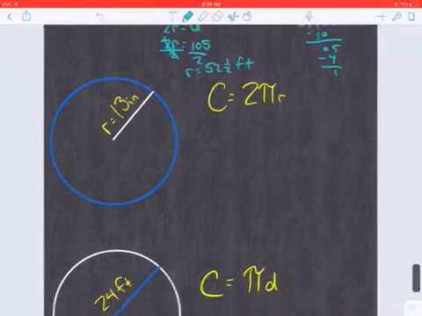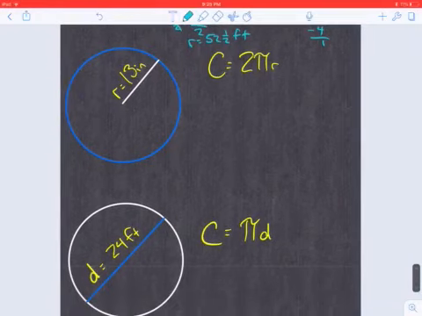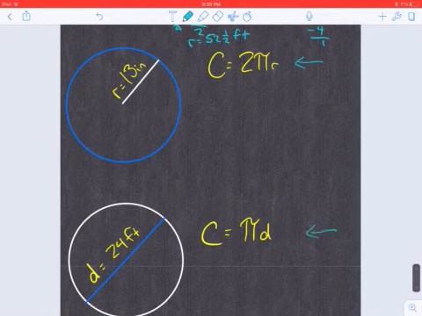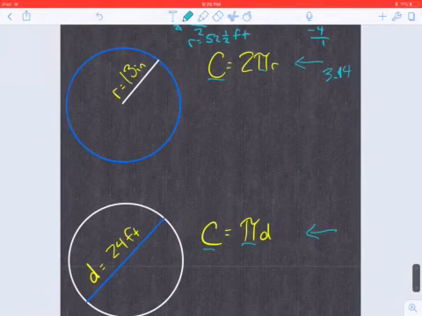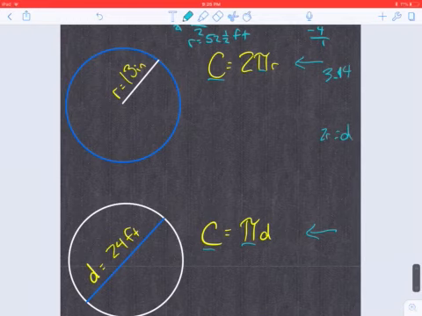Last two things I have for you, I'm going to make the screen a little smaller so we can see them both at the same time. Let's notice that I'm using two different formulas here, but we have something going on. We've got a c in each one. We've got a pi in each one. By the way, we're going to use 3.14 for pi. All that we have left is that 2r in the top one and the d in the bottom one.